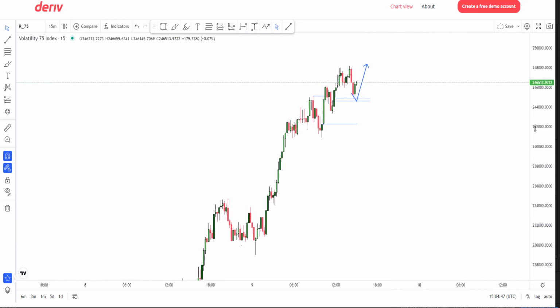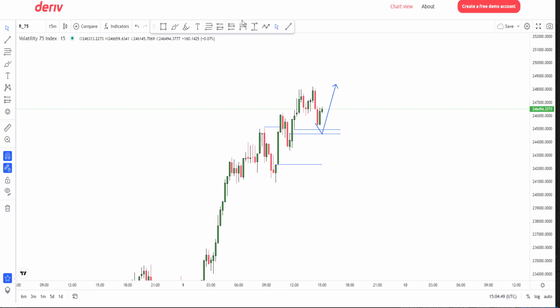And I think right here, I'm seeing something like a breaker formation here. The breaker we talked about, and I use this a lot when I'm taking trades.